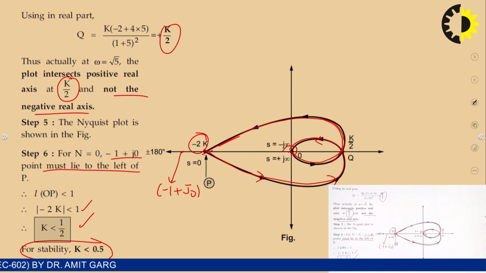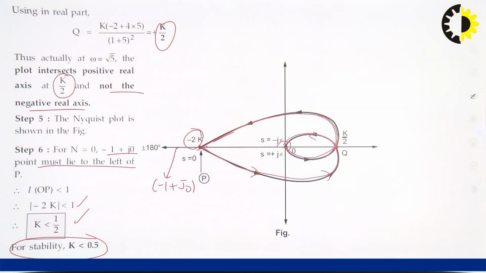So this is the range of stability of K for the system to become stable.